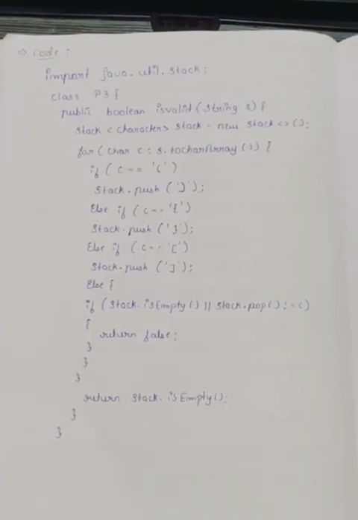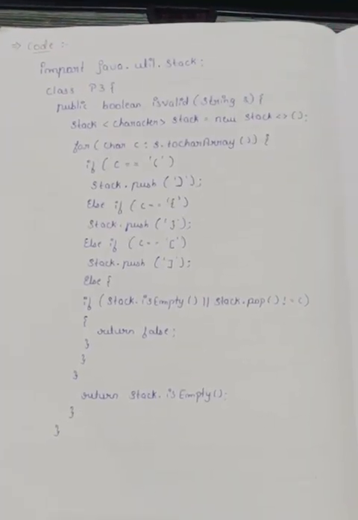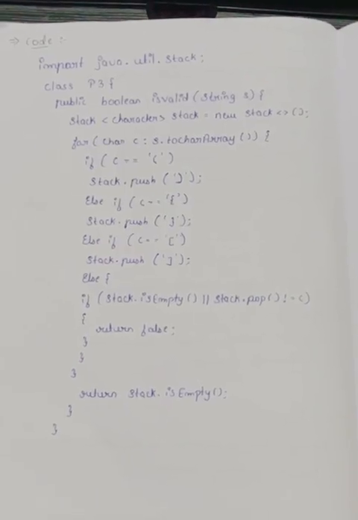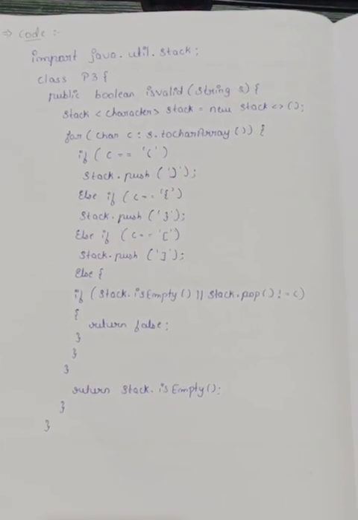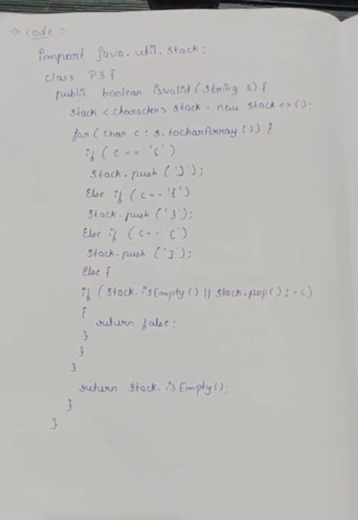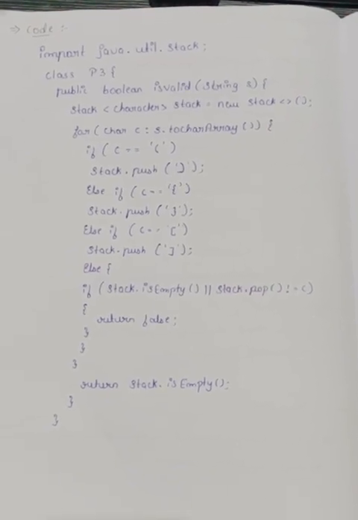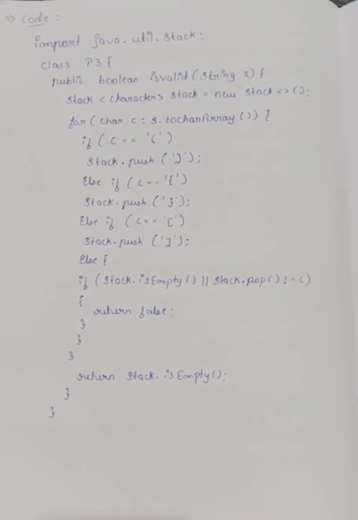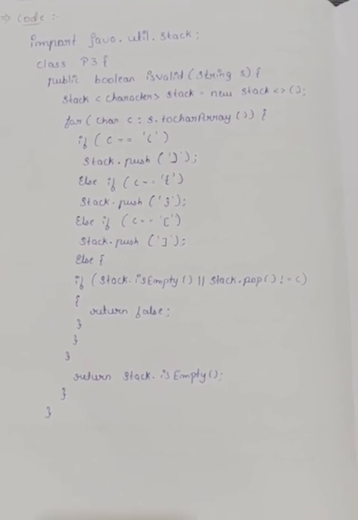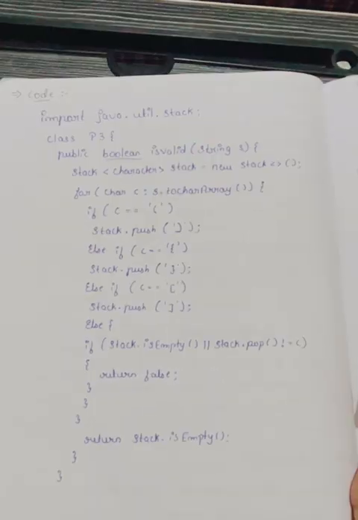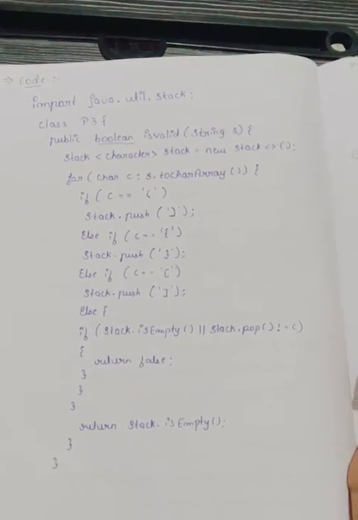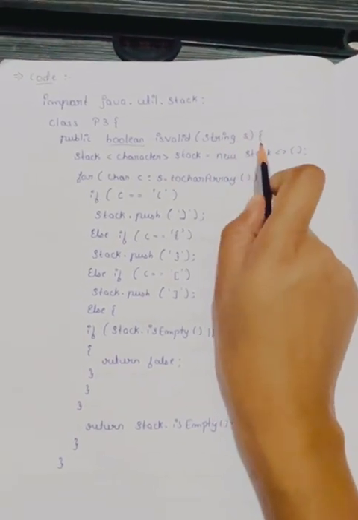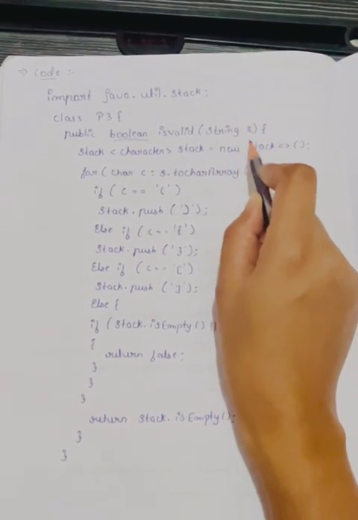Here we can see the code of this program. First, I'll import java.util.Stack, and I'll take a class, and my class name is P3. And I have taken a method, public boolean isValid(String s). I have chosen the data type boolean as I am returning the value in the form of either true or false. My method name is isValid, and I have taken a parameter as a string s, as I am storing the value in the form of a string.